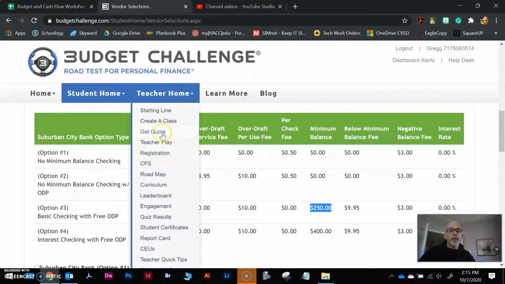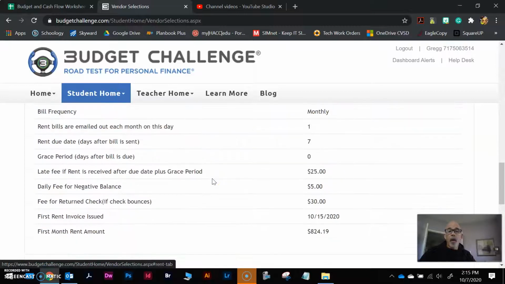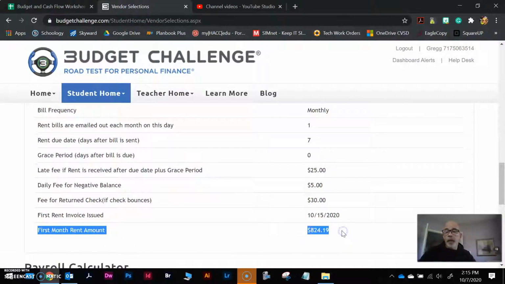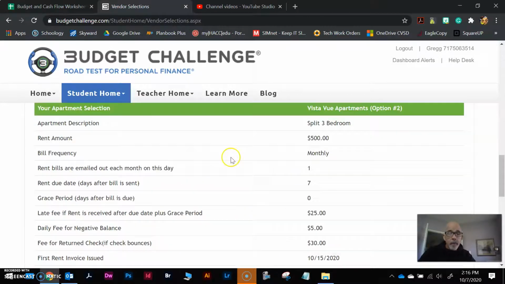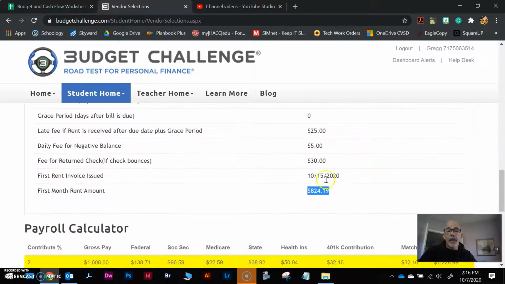So back in your vendor selections, you want to go back to your rent tab. It will tell you here what your first month rent amount is. Because remember, we talked about this before, where you have your normal rent payment, but the first month's going to be different because you're going to have to pay your portion of the security deposit, and you're moving in mid-month, so it's not going to be a normal month. Typically, it's going to come out the first of every month. So in this case, my first month rent is $824.19. It's going to come out the 15th, because it tells us this somewhere along the way for my apartment.